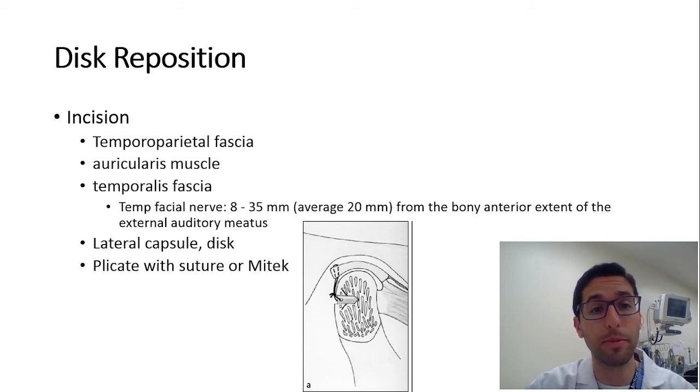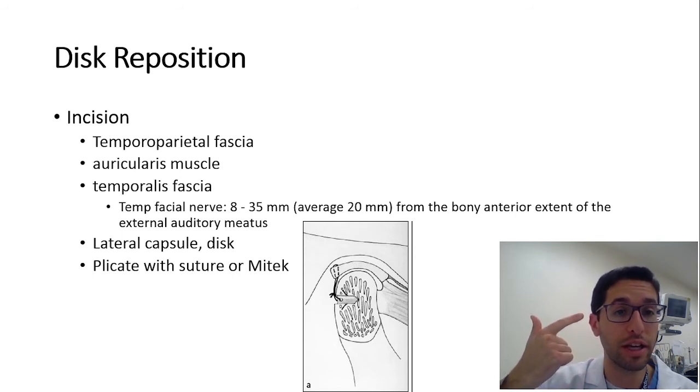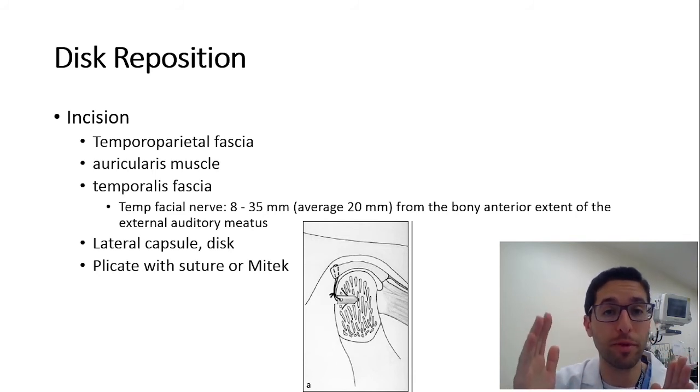One important number to be familiar with: the temporal branch of the facial nerve will cross the arch anterior to the bony external auditory meatus somewhere between 8 and 35 millimeters. On average 20 millimeters, but we don't necessarily care about the average or the most extreme. We care about the minimum.